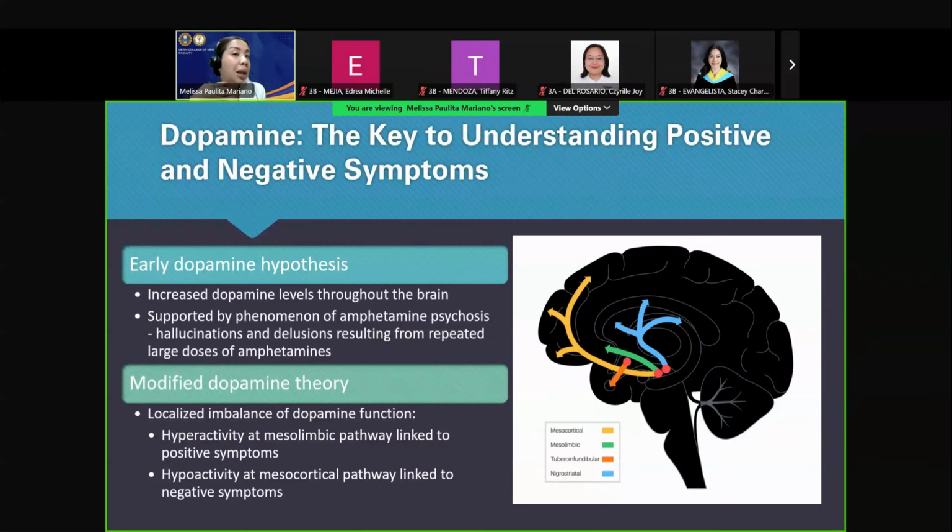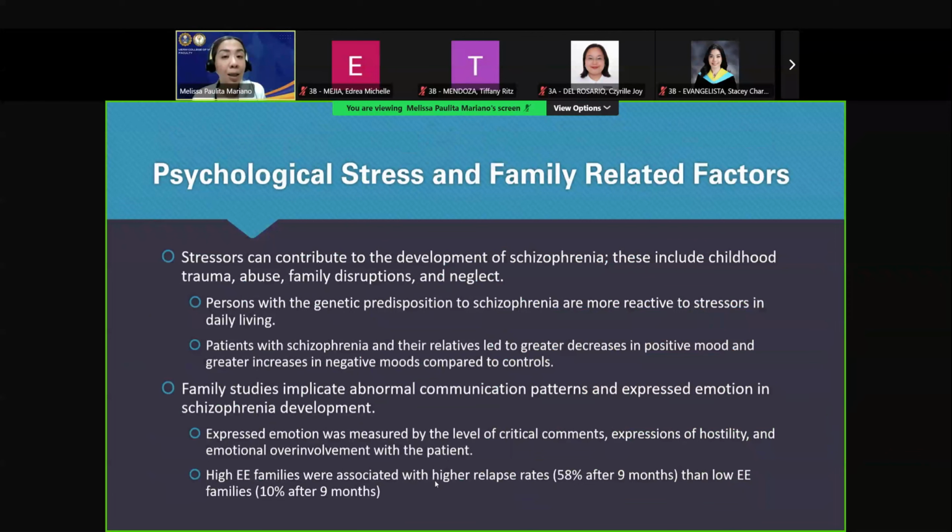You can imagine it a little bit like a seesaw, with the high dopamine levels correlated to positive symptoms in the mesolimbic pathway, and the low levels in the mesocortical pathway being linked to negative symptoms of schizophrenia. And later on, next year, you will see how medications try to address these.